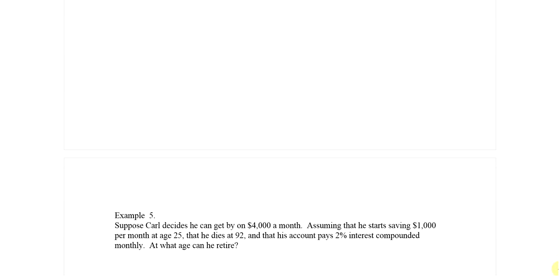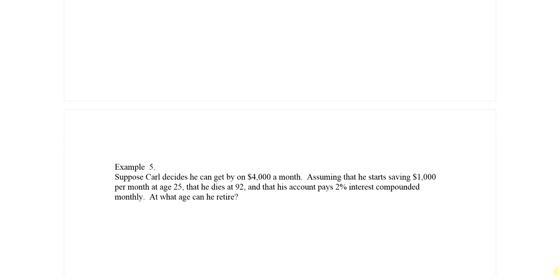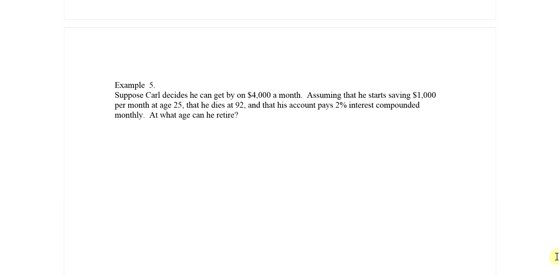Okay, so suppose Carl decides that he can get by on $4,000 a month after retirement. He doesn't need the full $5,000 that he got before. And let's assume that he starts saving $1,000 per month at age 25, and that he dies at 92. His account still pays 2% interest compounded monthly. At what age can he retire? So this is a little bit of a trickier problem.